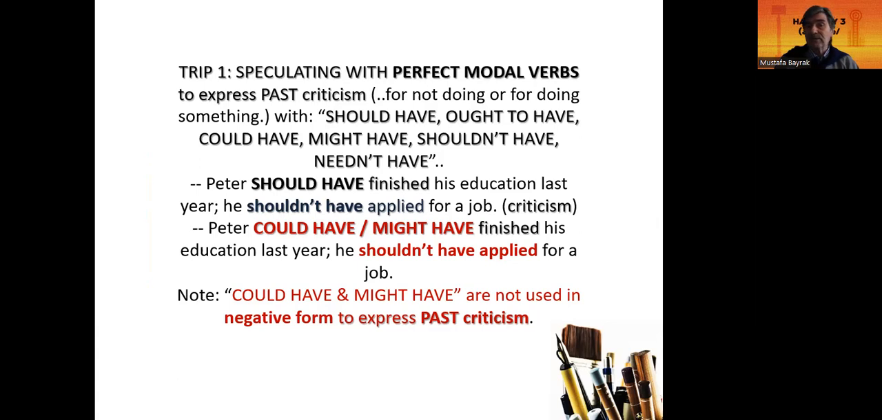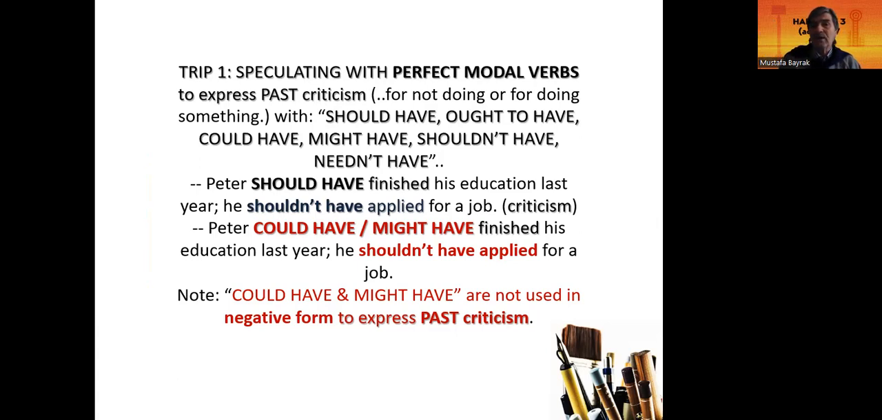Or Peter could have said like this, might have said like this. As you see, we use could have, might have to express possibility. Peter could have finished his education last year. Or Peter might have finished his education last year before applying for a job, for example.